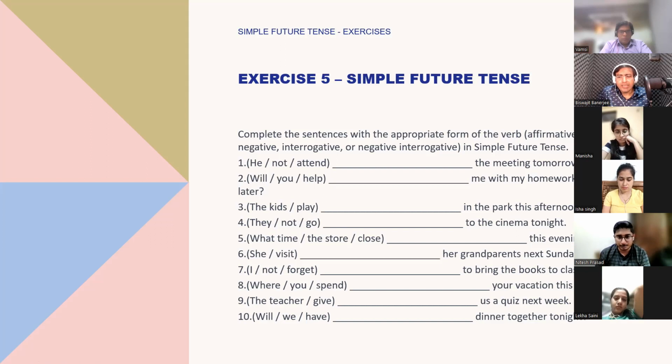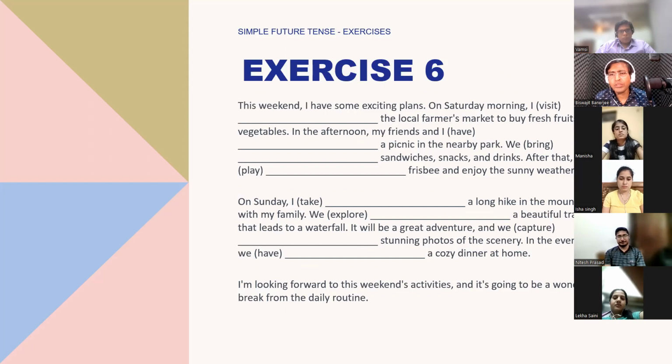Correct. Lekha, dash us a quiz next week. The teacher will give us a quiz next week. Correct. Seema, dash dinner tonight. Dash dinner together tonight. Will we have dinner together tonight? Spot on. Well done. Okay, moving on to the next exercise.